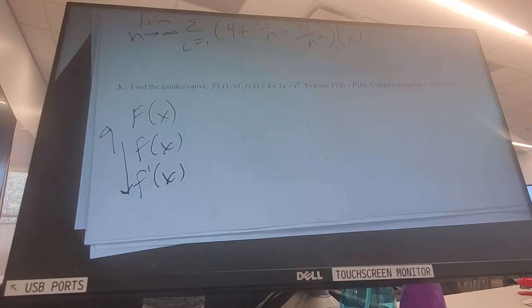So what is the antiderivative? Take a moment and figure that out for that function that we've been working with. Figure out what the antiderivative is.